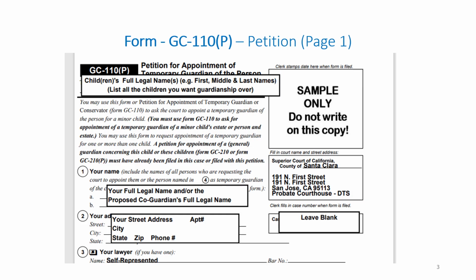Item 2. You will list your address, city, state, and phone number here. Item 3. If you are using the Self-Help Center form packets, then self-represented will be written here because you do not have an attorney and are representing yourself.